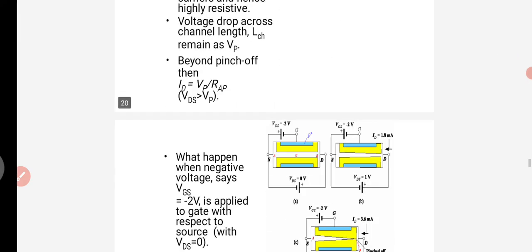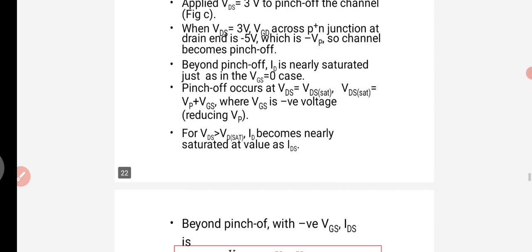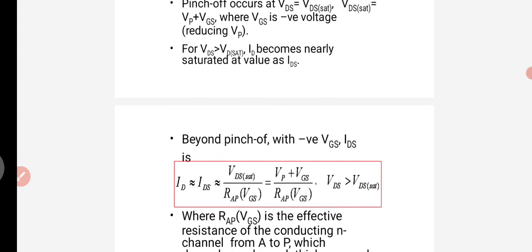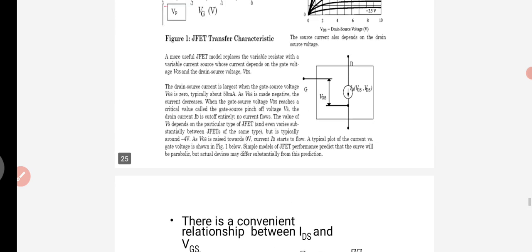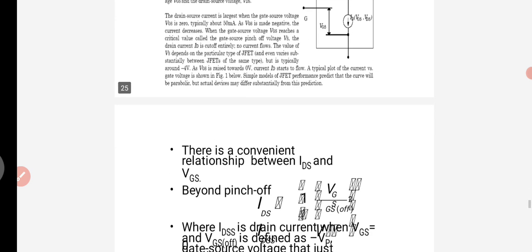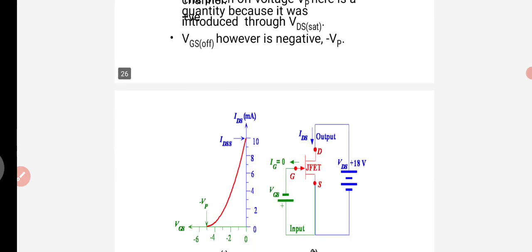In the same manner, we go for the P channel. Here we just interchange the substrate and channel. In case of P channel or P type JFET, the substrate is N type and the channel is P type. This is the input and output characteristics of N channel and P channel.